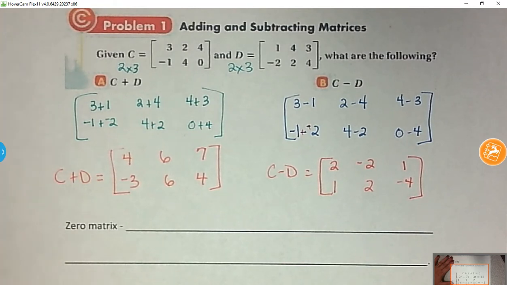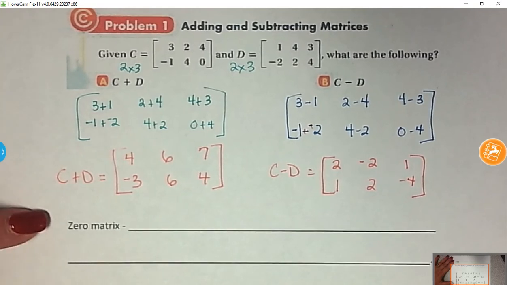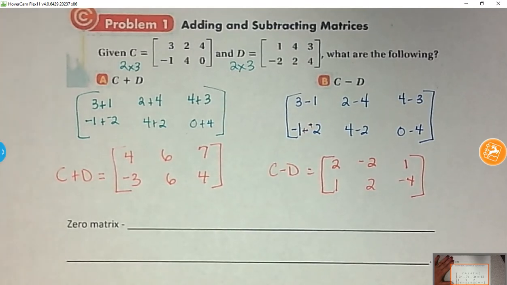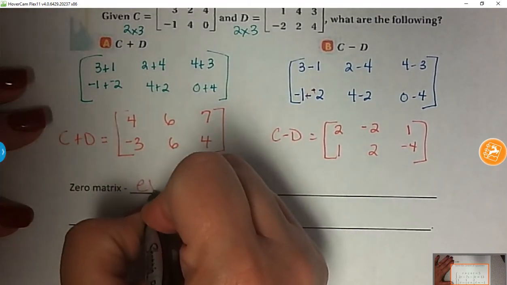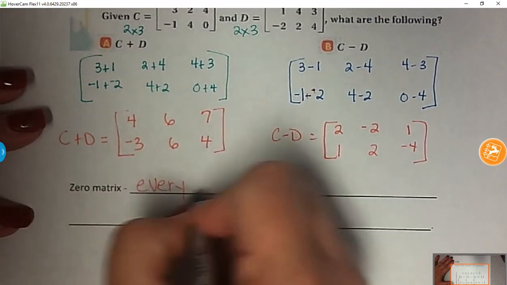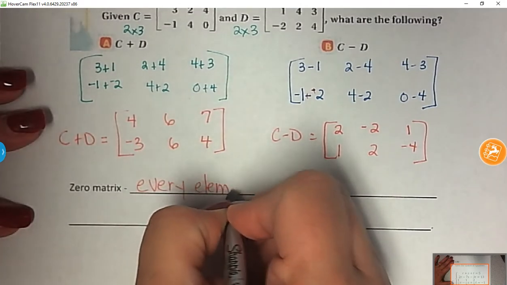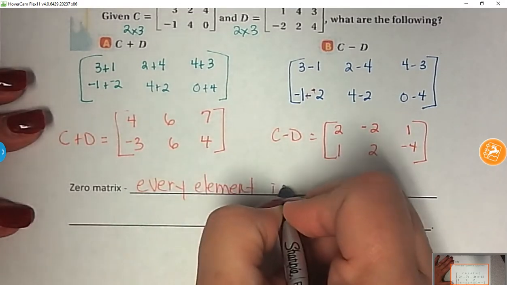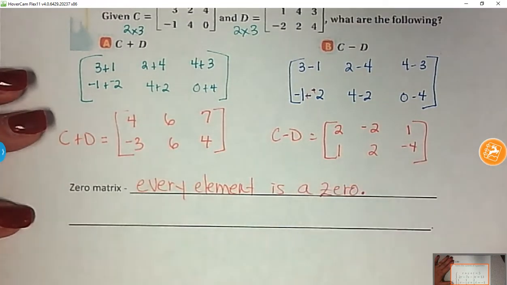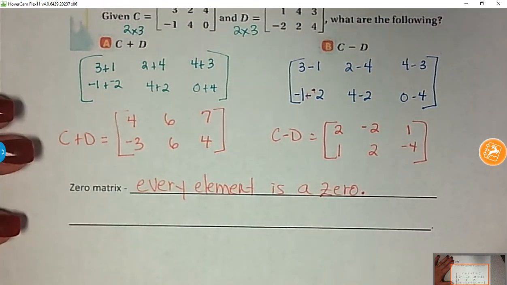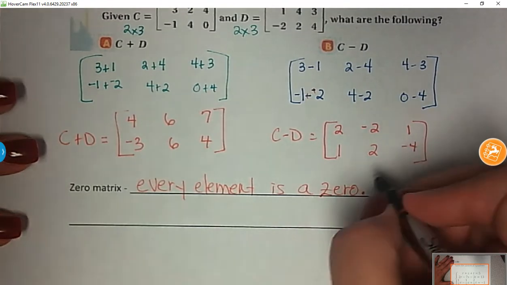All right, next we have a definition for a zero matrix. And in a zero matrix, every element is a 0. And a zero matrix can be any size. Okay, doesn't matter how many rows or columns you have, as long as everything in it is a 0.